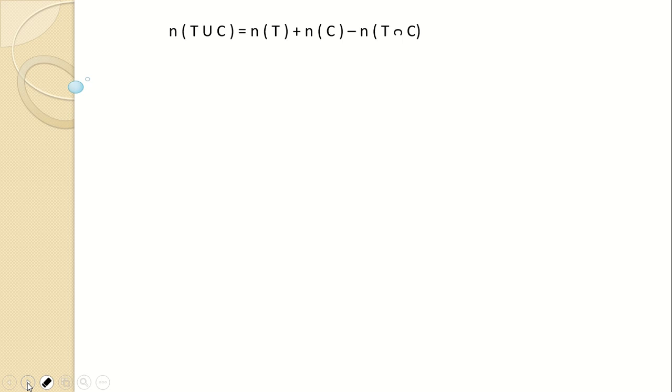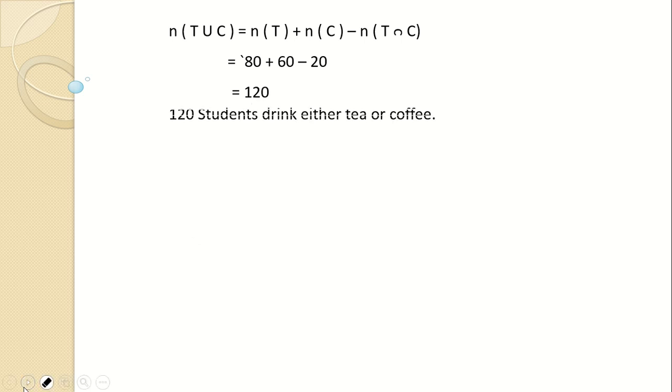Now we will use the formula, and as I told you earlier, we can find out the union using the formula, and that union means the number of students who take at least one of the two drinks. Means they don't drink both, because both we already know, it's 20 who drink both, but those who take at least one of the two drinks. So for the union, N of T I have substituted 80, N of C I have substituted 60, and the intersection 20. After solving this I got 120. So there are 120 students who drink either tea or coffee, one of the two drinks they take.